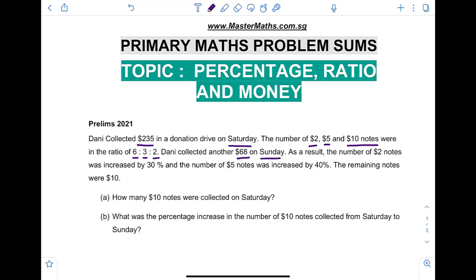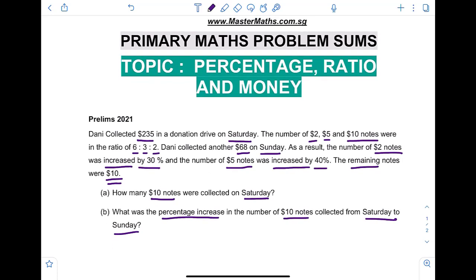As a result, the number of $2 notes was increased by 30% and the number of $5 notes was increased by 40%. The remaining notes were $10 notes. How many $10 notes were collected on Saturday? What was the percentage increase in the number of $10 notes collected from Saturday to Sunday?